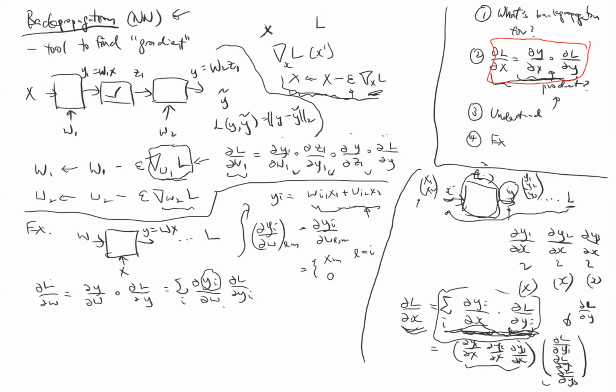That means the lm element of this is equal to just xm here. So partial yi, partial W will have all rows equal to 0 except for the i-th row, which will be just equal to x, or x1, x2, and so on. So this basically has an x transpose for the i-th row.